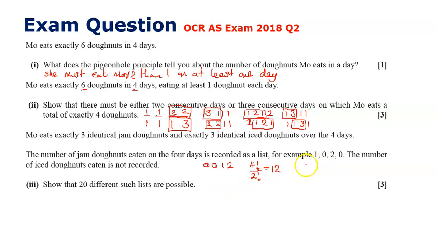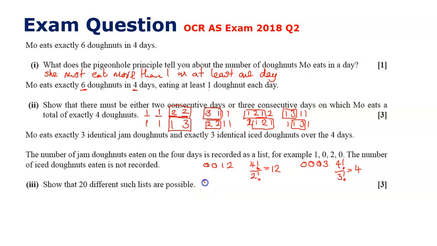Now, what other ways are there of doing this? Now, I suppose I could go 0 0. I've only got 3 of these things, so I could go 0 3 and just eat 3 in one day if I so choose. Now, if I do this, I suppose I can use the same logic. There's 4 numbers, 4 factorial, and now there's 3 numbers repeated, so divide by 3 factorial. And if you do that, you get 24 divided by 6. You only get 4.